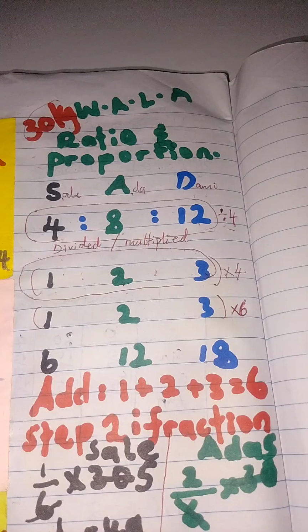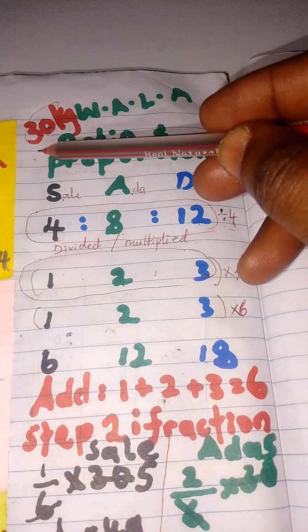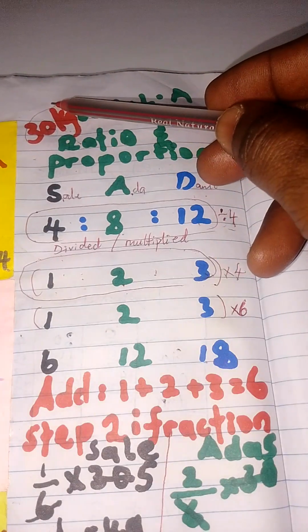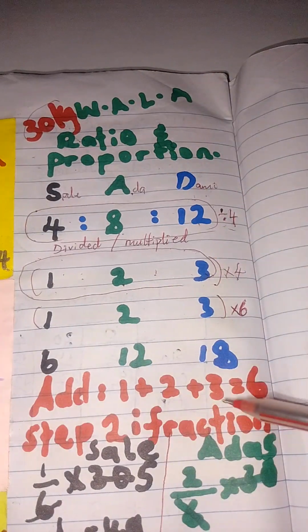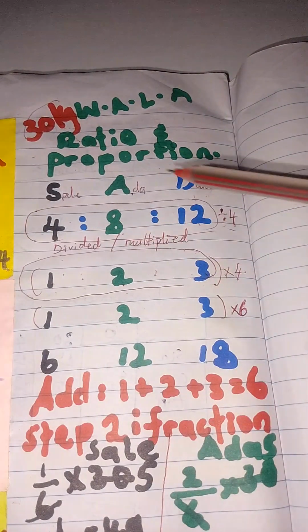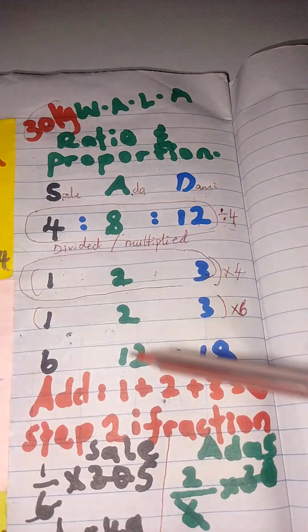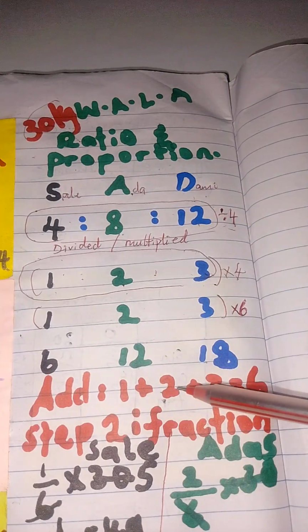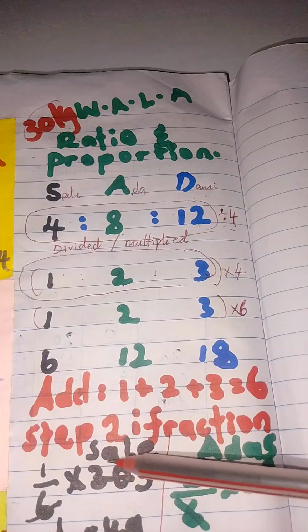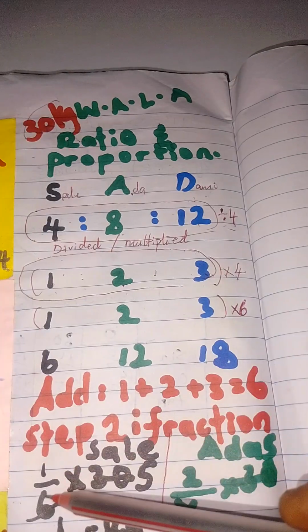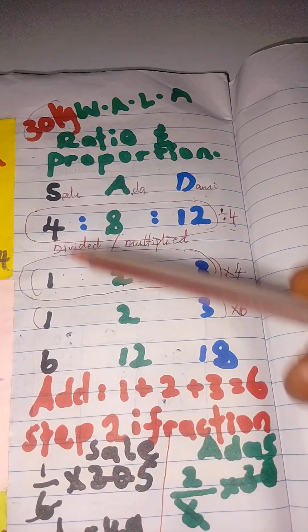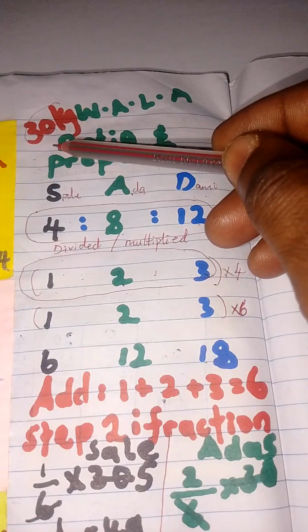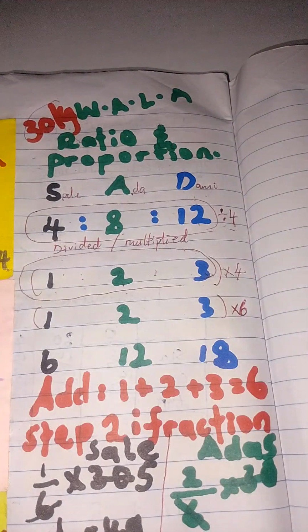Welcome to Ashatma Tutors. Remember, in the previous video, we said that if you're given the total of what to share, 30 kg in the ratio 1:2:3 by Saleh, Ada and Dami, you add up all of these and then you get the fractions. That's what we added up, and we got the individual fractions and multiplied by the total. But what if you're not given the total?